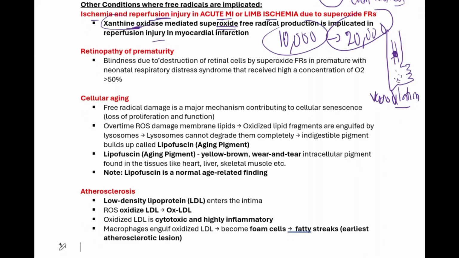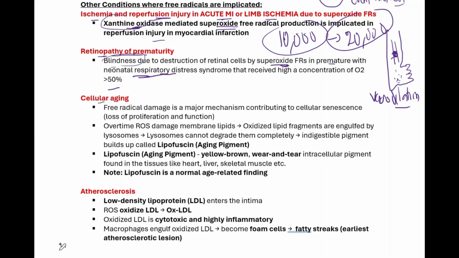Another example is retinopathy of prematurity. So when we have a baby, particularly a premature baby or a baby born to a diabetic mom, remember with diabetes, babies born to diabetic moms have increased insulin, and that insulin could inhibit their surfactants, and that could predispose them to neonatal respiratory distress syndrome. So if you give this baby too much oxygen, especially more than 50% FiO2, the oxygen could be converted to superoxide free radical, and that could damage their retina. So that could lead to retinopathy of prematurity, and that could lead to blindness.